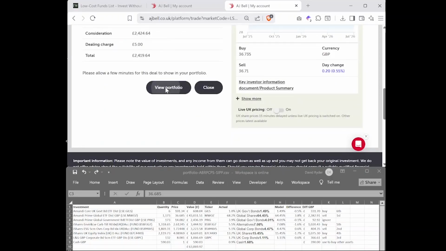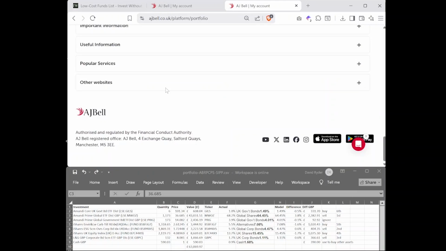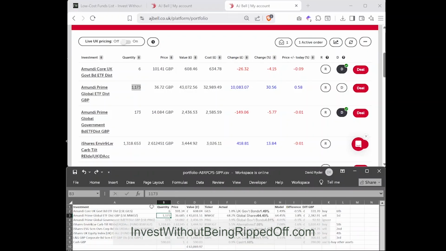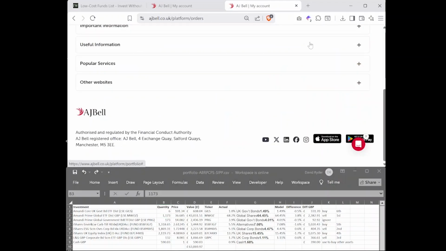And now we can go back to view portfolio. So here we are back in the portfolio, and what we can see is that nothing's changed. That still says 1,173, which is what I had before. What we do see though is that that's an active order, which means it's waiting to process. If it's an ETF, it probably won't happen for a few minutes. In some funds, it might take a couple of days. So we'll just click on active order and see what it tells us.